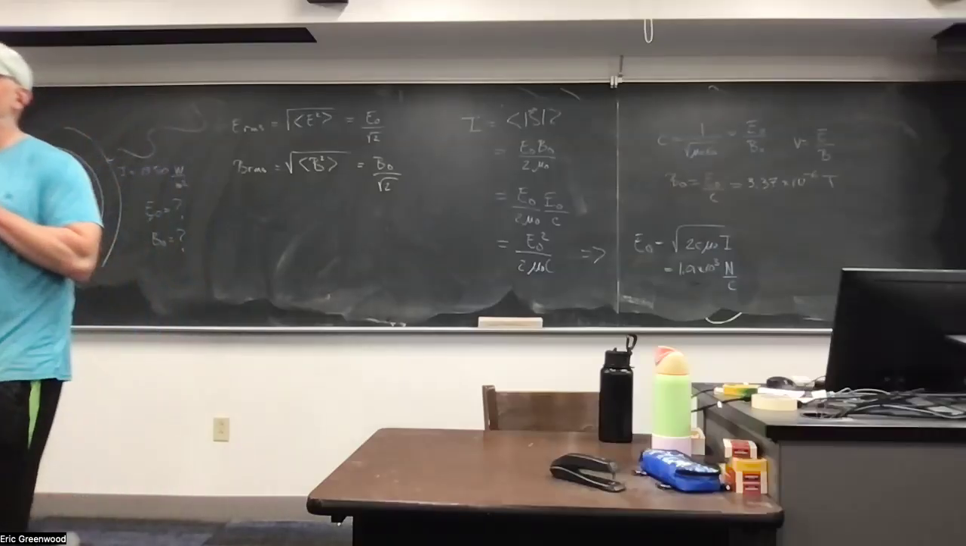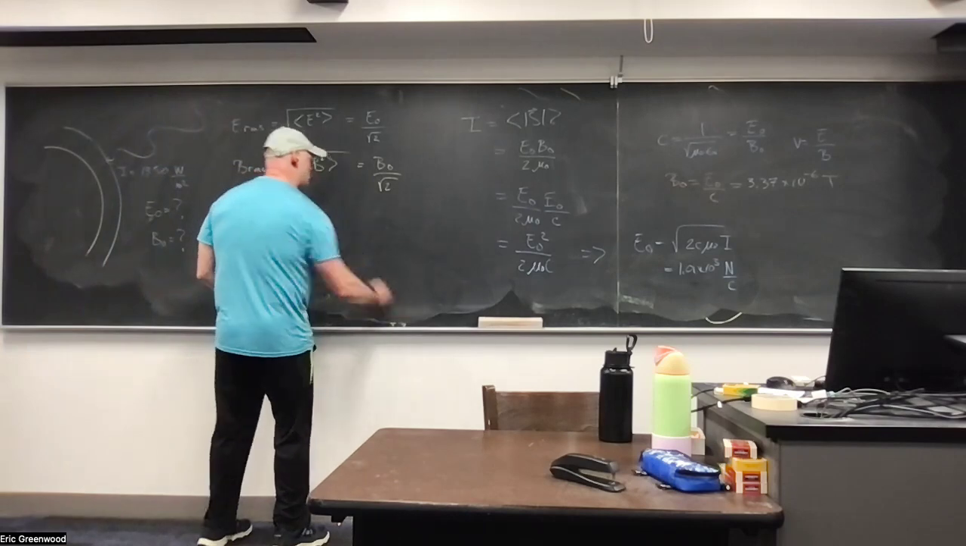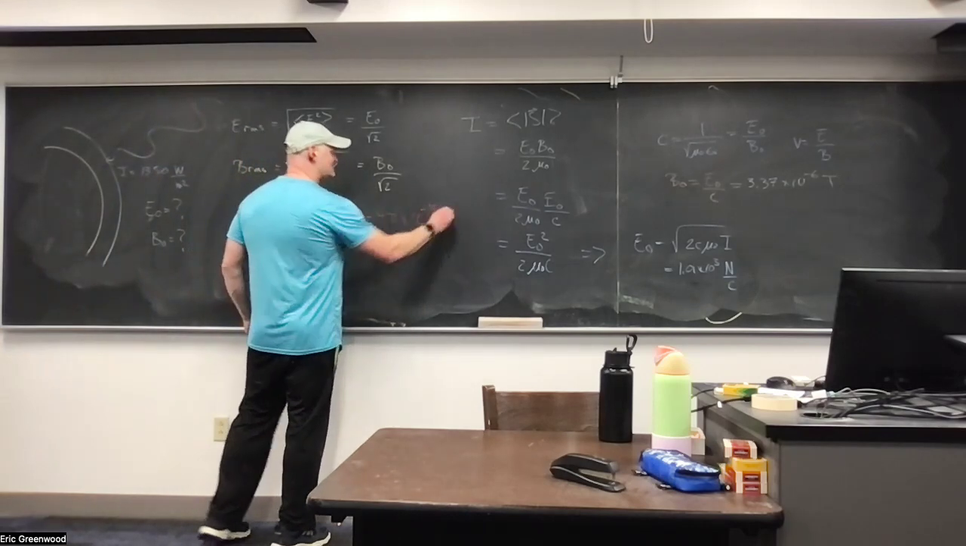What's that? What's what? So mu naught is the permittivity of free space. So that is 4 times pi times 10 to the minus 7.